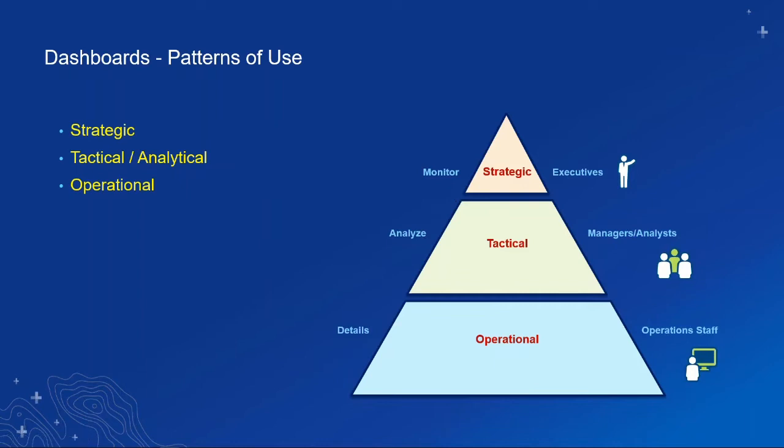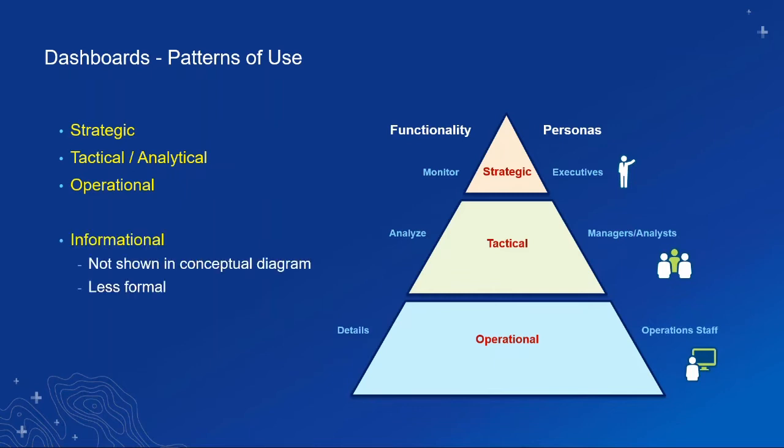Then we're at the strategic level, where it's mostly monitoring. So executives are monitoring the dashboard, trying to figure out what their next move is. So there are different functionalities and different personas, and you need to understand who your personas are and what functionality you're trying to achieve with your dashboard. Not shown in this diagram is informational. These are public-facing dashboards, and they fit more in that operational level.